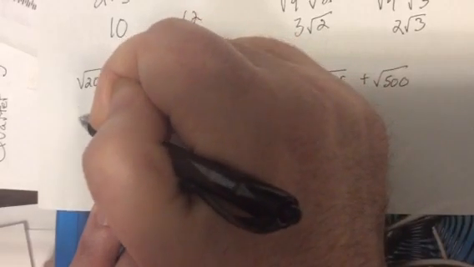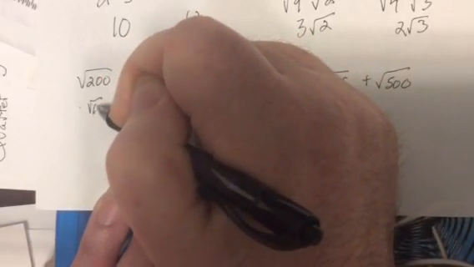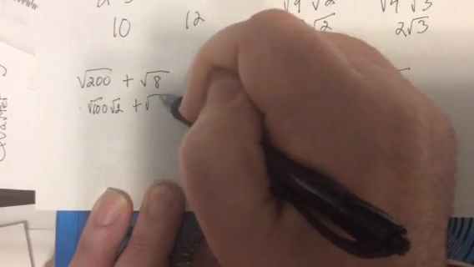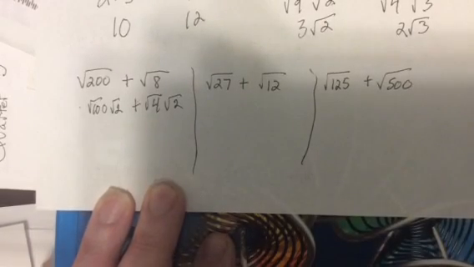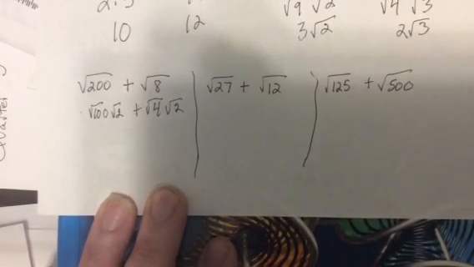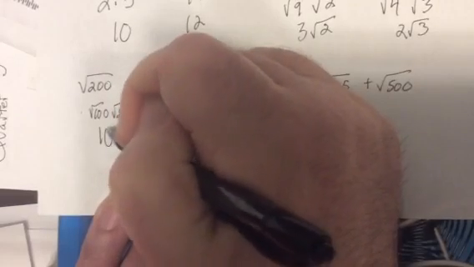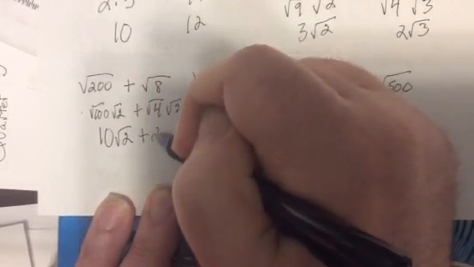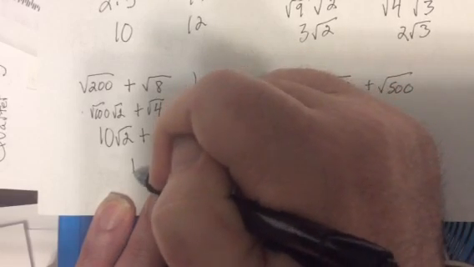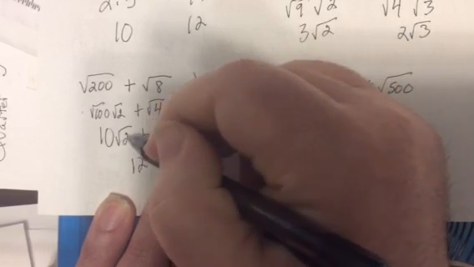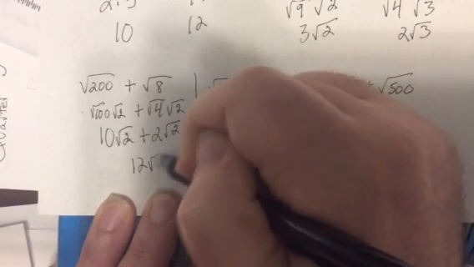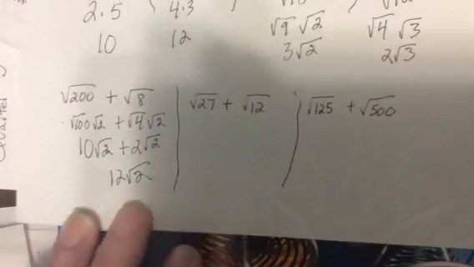So 200 is 100 and 2. 8 is 4 and 2. So, square root of 100 is 10. And square root of 4 is 2, so that would be 12. I have 10 square root of 2s. I have 2 more of them. So altogether, I got 12 of them.